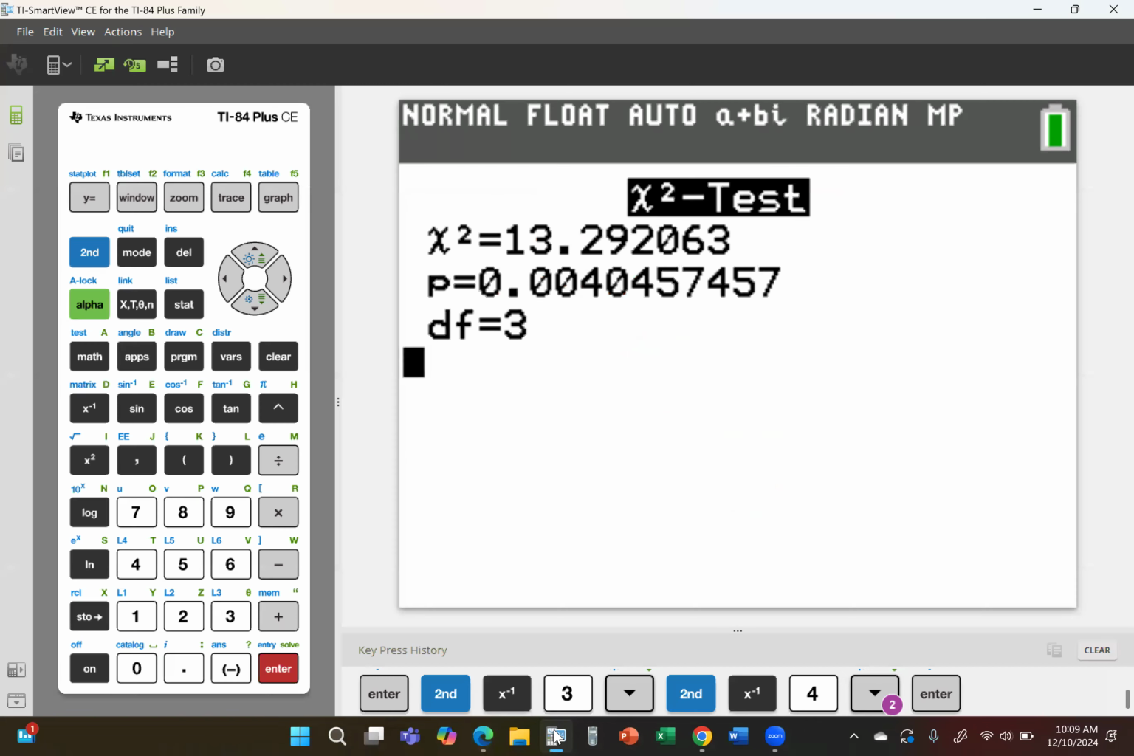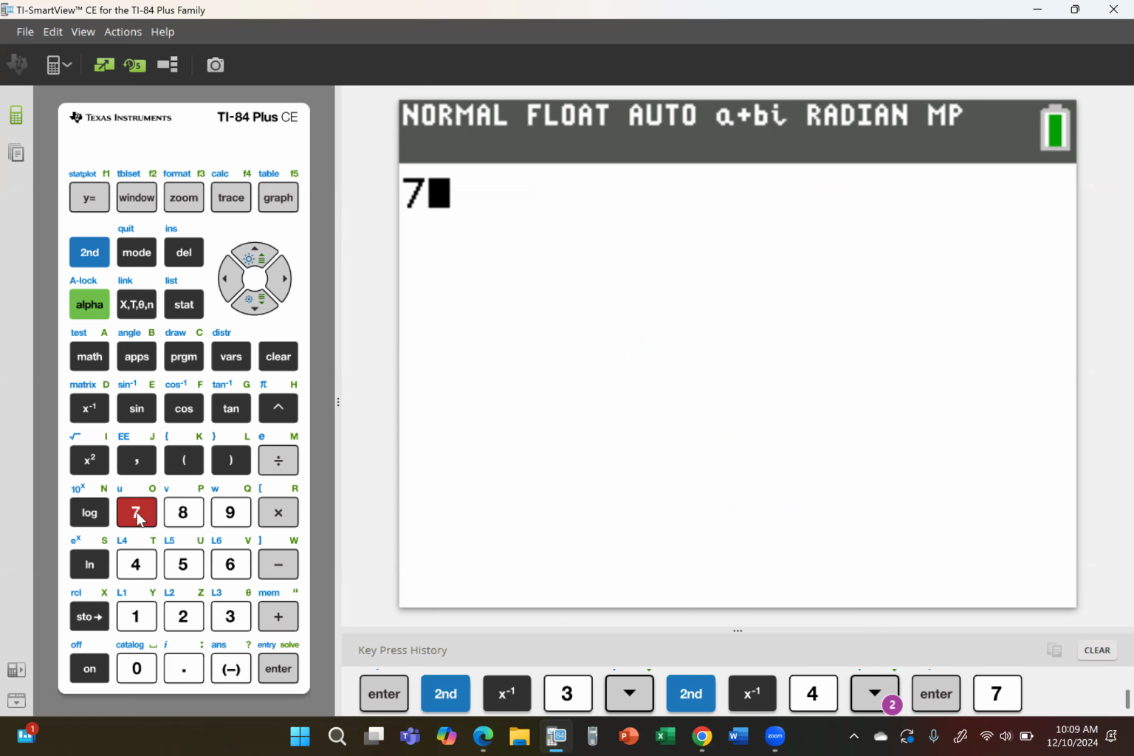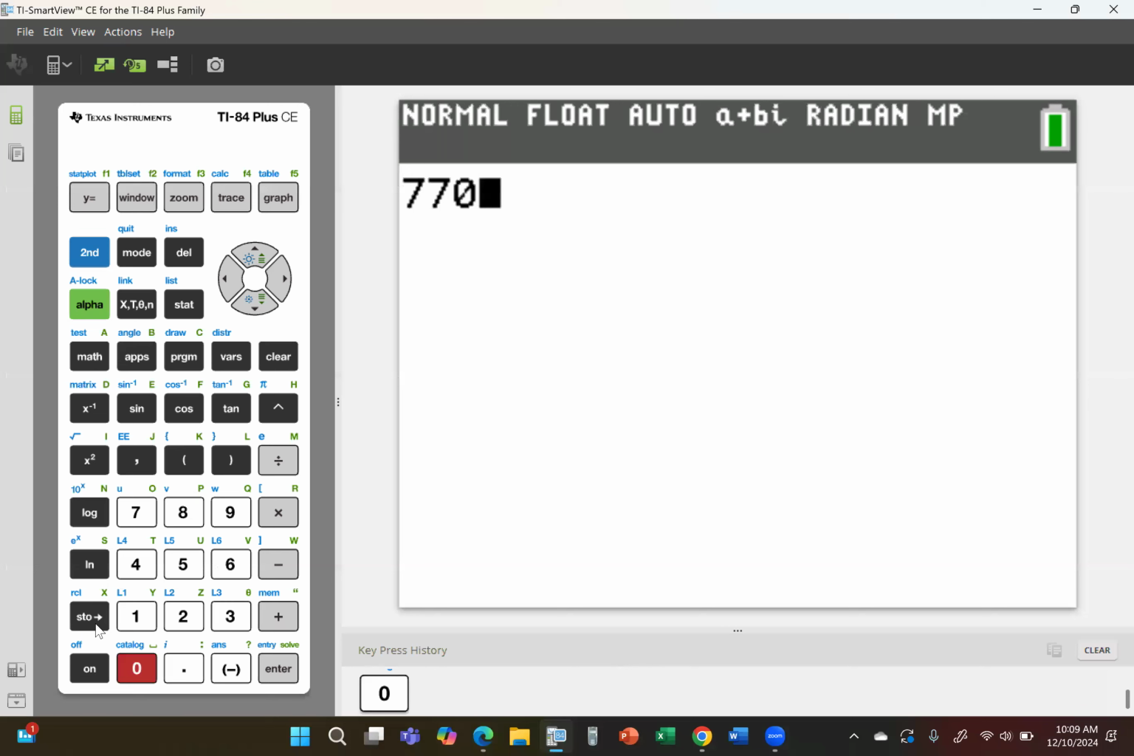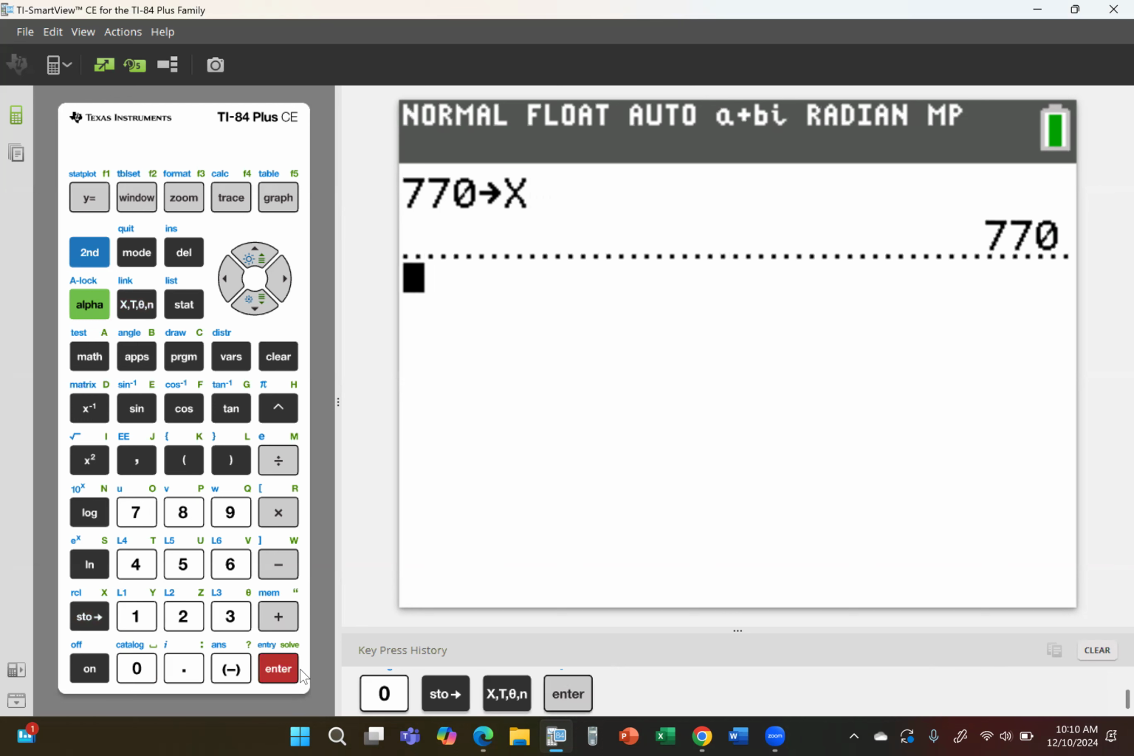I am going to store 770 in X, and then I'm just going to divide everything by X. So I'm going to go to 770, which was my total, correct? The store button is right above your on. And I'm going to store that in X and hit enter. And it'll confirm that it stored it for me. So now when I put this matrix in and do all these divisions, I just have to divide by X. I don't have to type 770 in there.